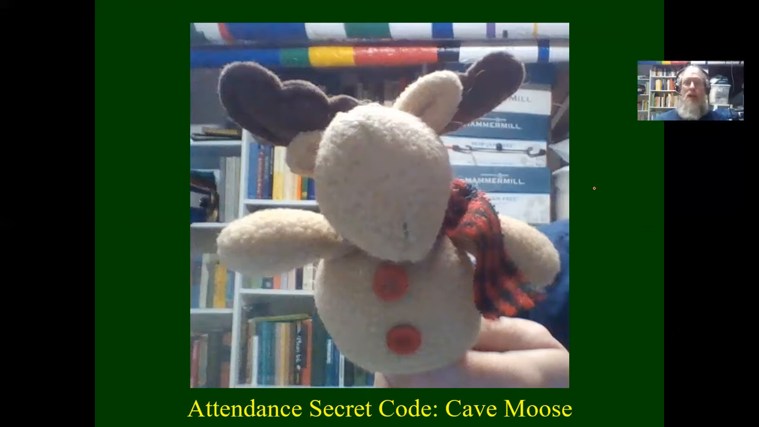And I'll stop the share so you can actually see cave moose here. I'm not sure where cave moose came from. The first time I was aware of it, it was down here in the basement. May have been a previous resident, the owner of the house had left it as a former dog toy or something. But I decided it's a cave moose because it's a moose, as you can see from the antlers, and I found it in the basement, which is the closest thing I've got to a cave. And you'll notice cave moose doesn't have any eyes.